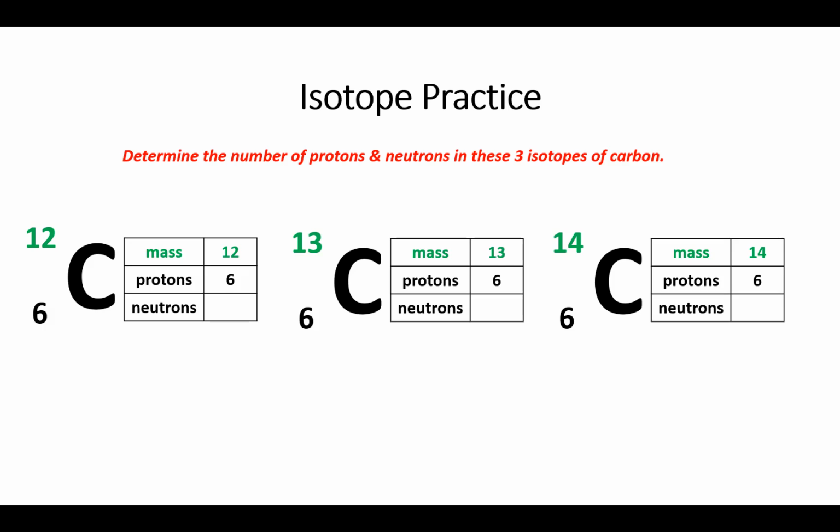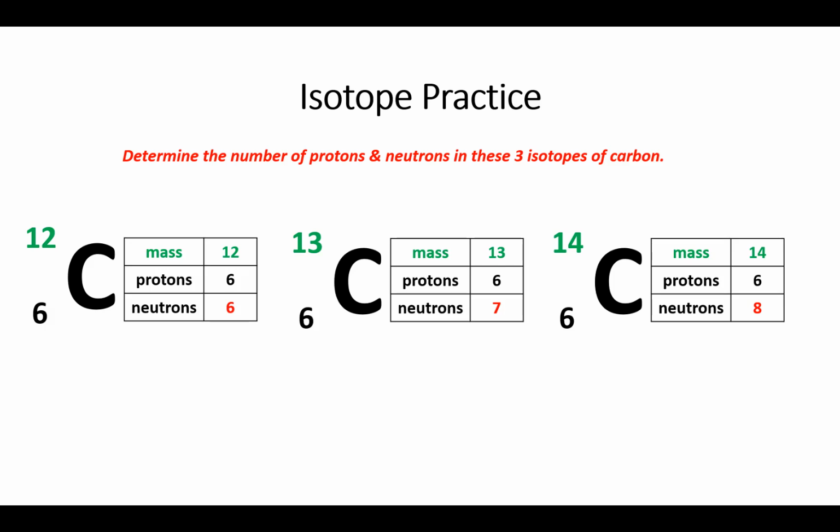Well, now let's compare the neutrons. If the protons and the neutrons have to add up to the atomic mass, that means in the first case with carbon 12, there should be 6 neutrons. Carbon 13, therefore, has 7 neutrons, and carbon 14 has 8 neutrons.